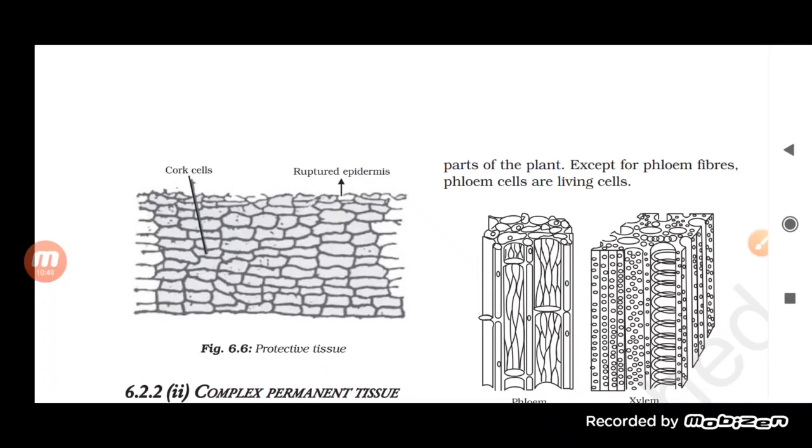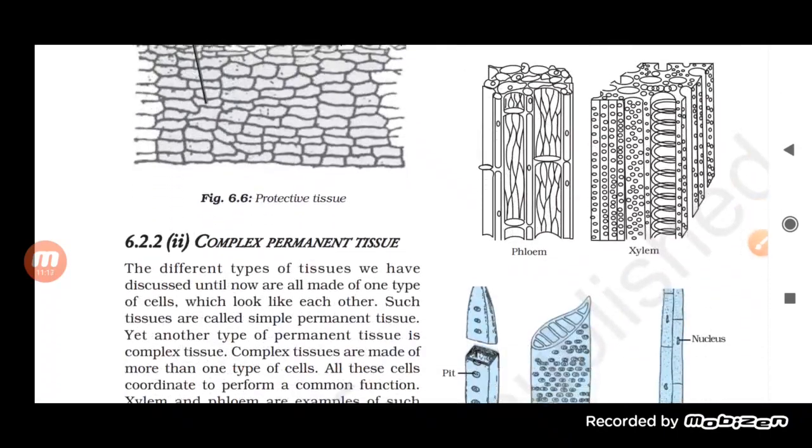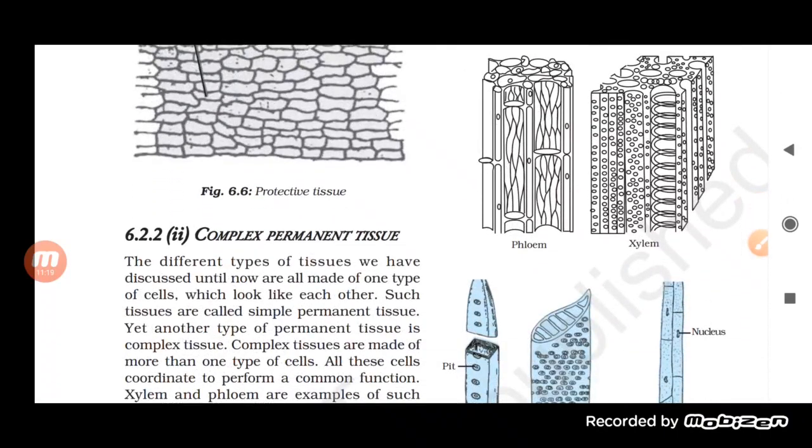Again, see here. In case of xylem, we have seen that except for the xylem parenchyma, all others are dead cells. While in case of phloem, basically all of them are living cells except the phloem fiber, and the role of the phloem fiber is that it helps in providing strength and support to the plant. So basically phloem fiber is there to provide support to the plant. So this is about xylem and phloem, students.